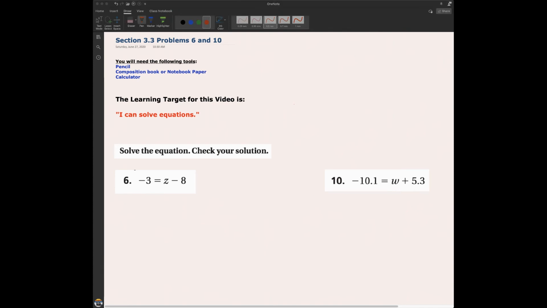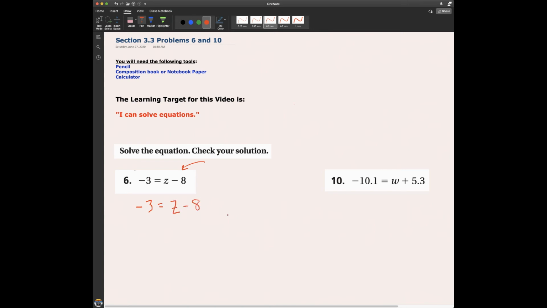This is an important skill, and we're going to be doing a lot of these types of problems in this chapter. So I will go ahead and get started. This is an equation, and we want to figure out what z equals. So the first thing we're going to do is write the problem down.